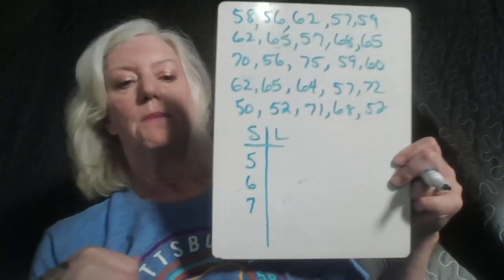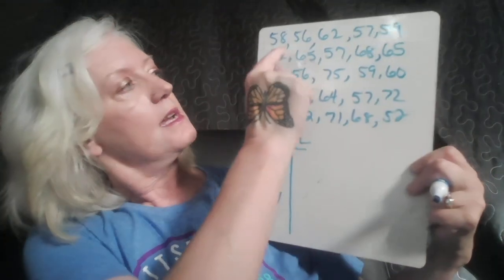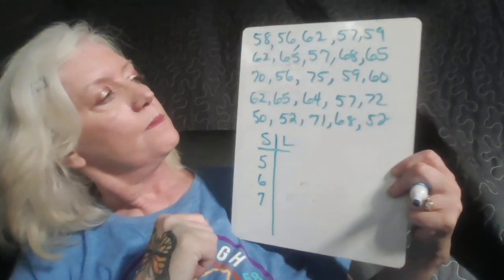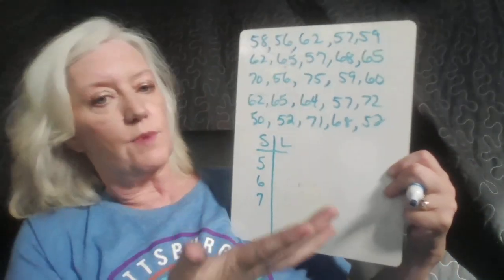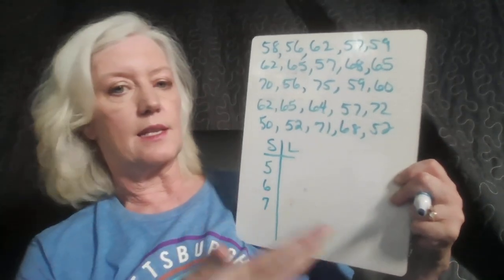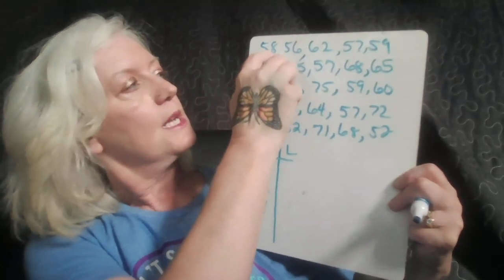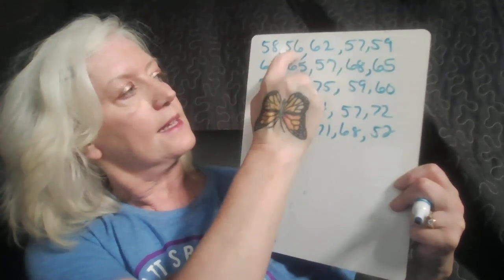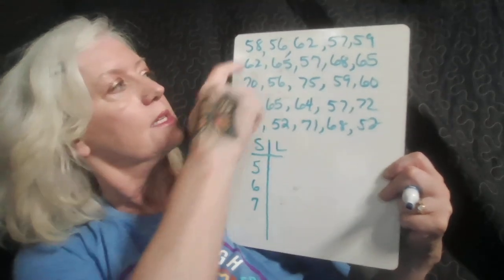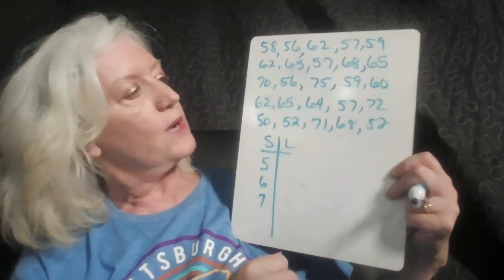Okay, now my leaves are the numbers in the second place. I could have a 3-digit number, so I don't want to just say the last number, but in this case, it's the 8 and the 6 and the 2, for example. It's the number in the ones column. Okay, so we've got to put these in order. And I'm just going to put these quickly. We've got 50, 52, 52, 56, 56, 57, 57, 57, 58, 59, 59.